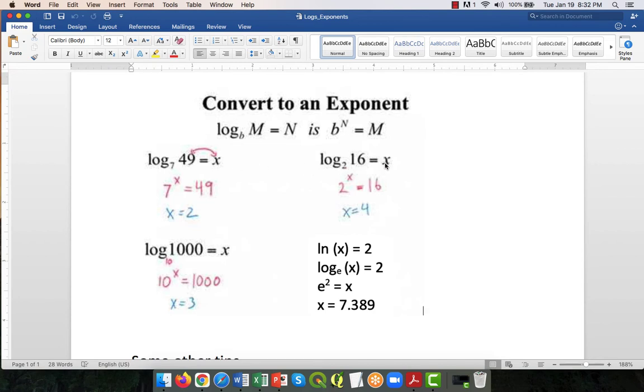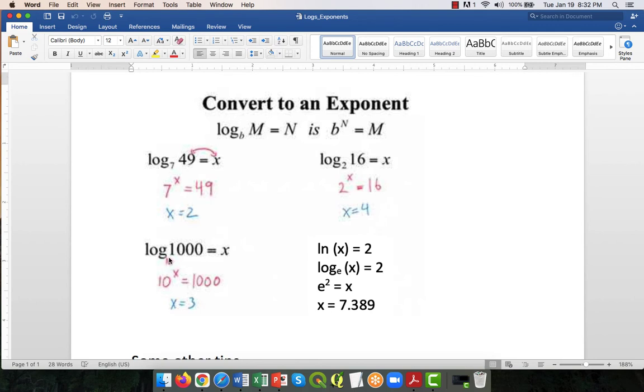Look at this one. 2 to the x power equals 16. 2 to the x is 16. 2 to what power equals 16? Well, I think of 2 times 2 is 4, times 2 is 8, times 2 is 16. So if I do that 4 times, 2 times 2 times 2 times 2, 2 to the 4th power equals 16. x is 4.